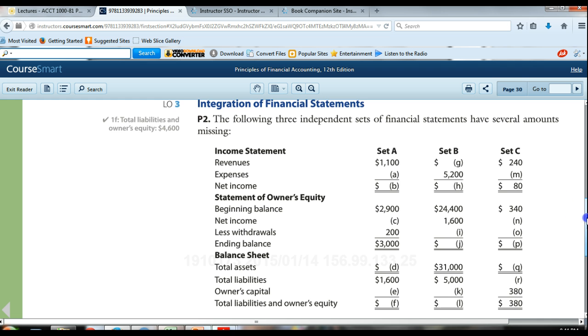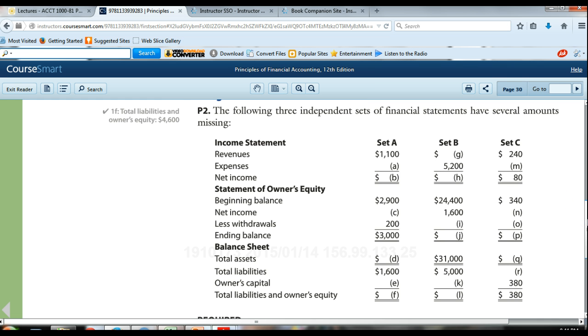You guys tell me when you're ready, okay? Right? What did you get for F? So F is 4,600, because you would take the 3,000 plus the 1,600 in liabilities, giving liabilities and owner's equity. Owner's capital is the same as owner's equity. Yep. And the total assets would be the same as the total liabilities and owner's equity. Yep. That's what I got.